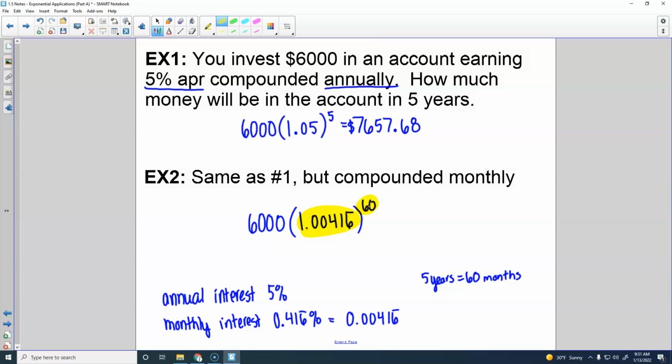And of course, you'll do the same thing but differently if you have quarterly, if you have daily, if you have weekly, all those things. So if we type that into the calculator, somebody tell me what we get for that. Somebody got that one for me.